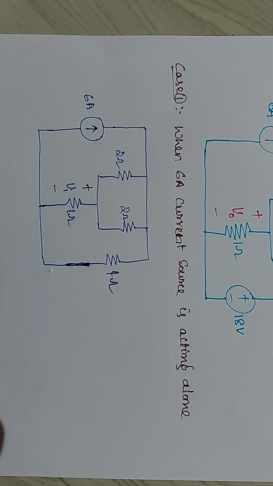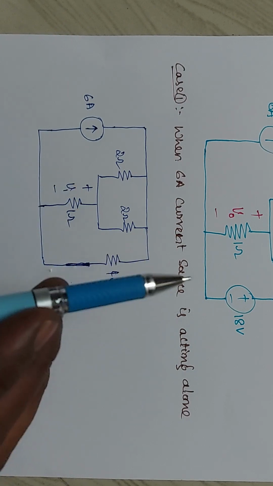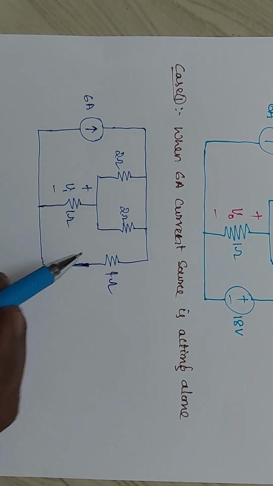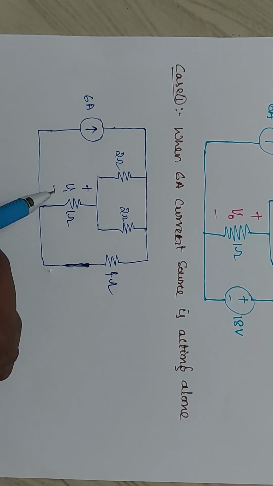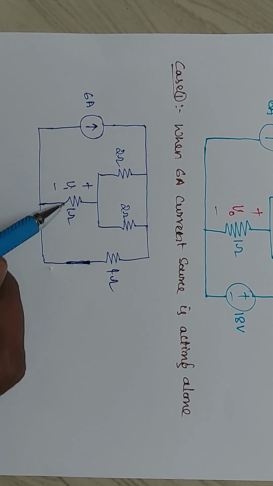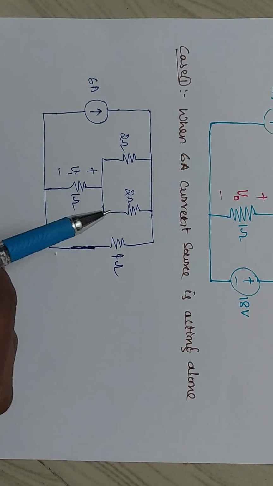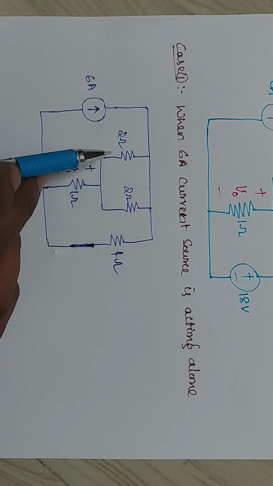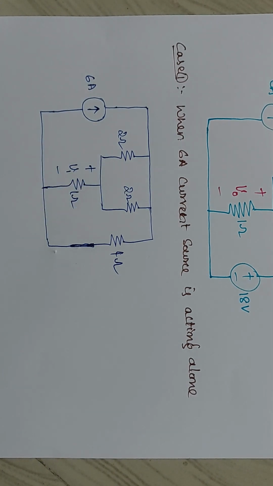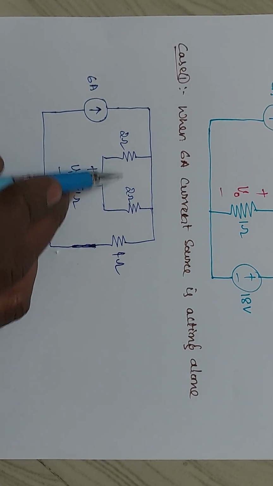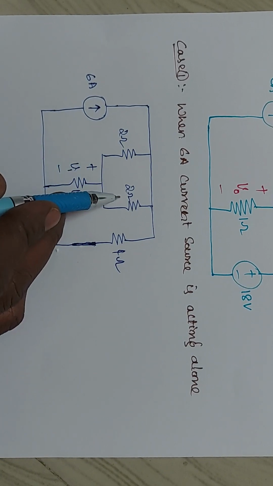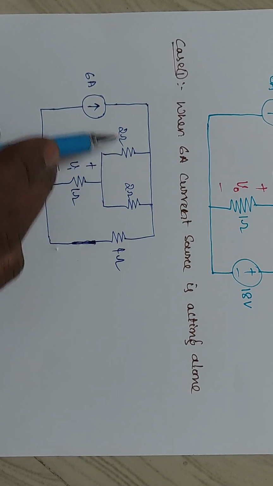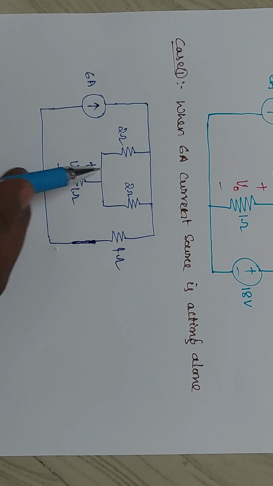Now how to apply? You can apply either mesh analysis or nodal analysis or any other KVL, KCL, whatever it may be. You need to determine the response across the 1 ohm resistance. Next, by seeing the circuit itself you can easily identify this 2 ohm and this 2 ohm are in parallel. When two resistances are in parallel, you can reduce these two resistances into a single resistance.